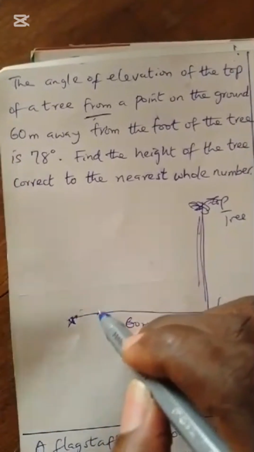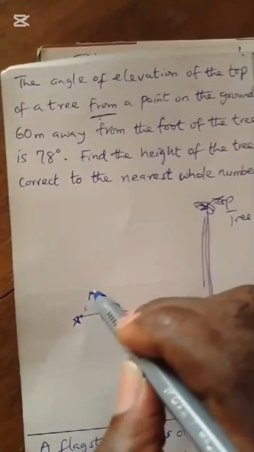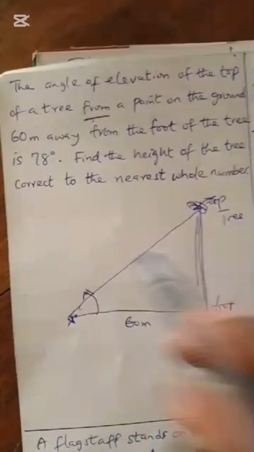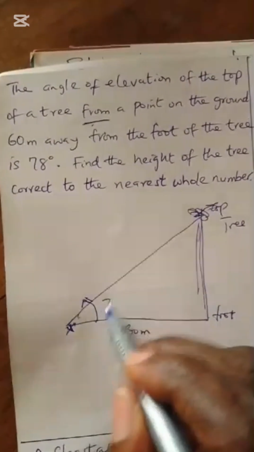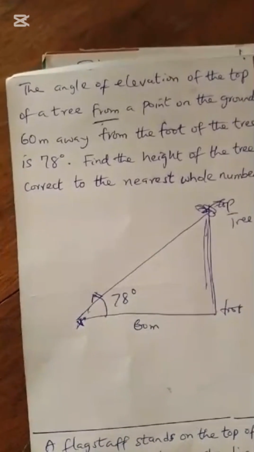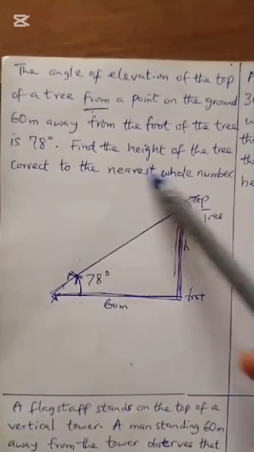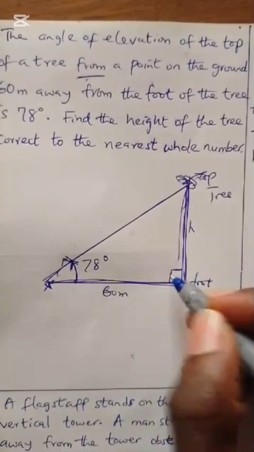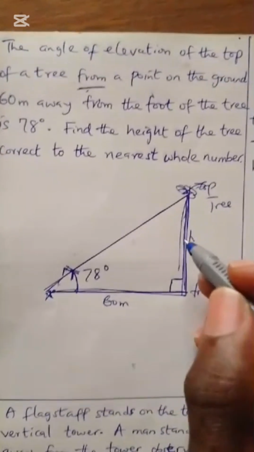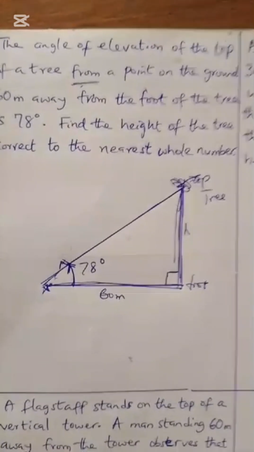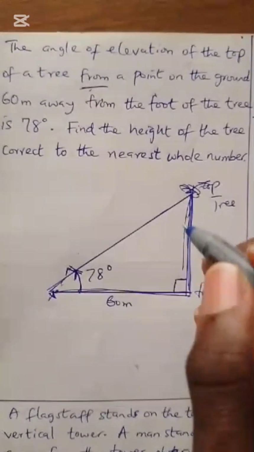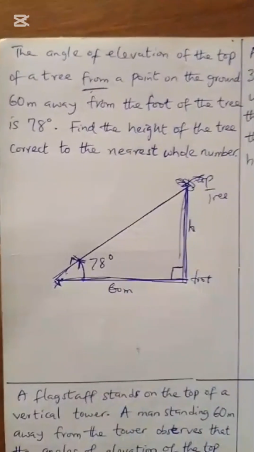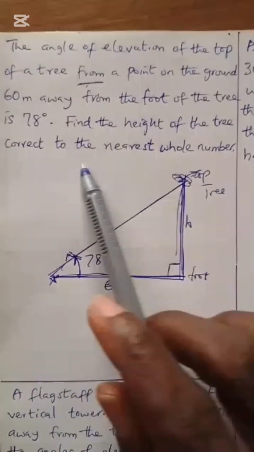So the angle of elevation, like someone is looking up. The angle of elevation of the top of the tree is 78 degrees. That's a sketch. Now we have our triangle. It forms a right angle triangle. That is the height of the tree, which we represent as h. The question says find the height of the tree correct to the nearest whole number.